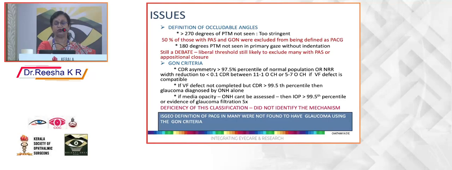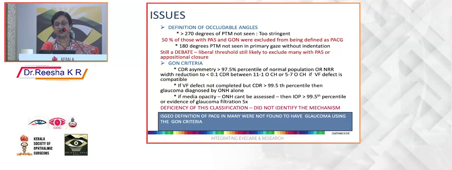If you take more than 270 degrees of the posterior pigmented trabecular meshwork not seen, it's a very stringent criterion, and you miss 50% of those who have either PAS or GON. And if you take 180 degrees not seen, then again, though the threshold is very liberal, here again you may miss those with focal PAS or minimal appositional closure.